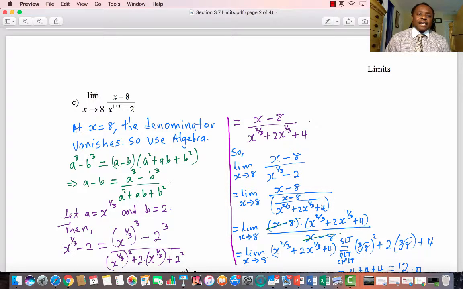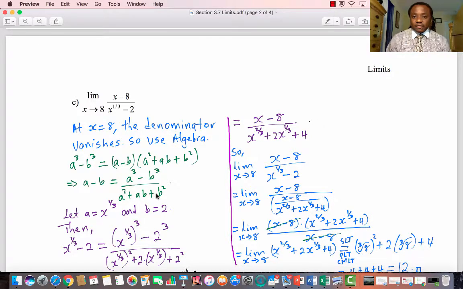Example 3. Find the limit as x approaches 8 of the function x minus 8 divided by x raised to the power 1/3 minus 2. Again, if we substitute 8 for x, we end up with a denominator that vanishes. We use algebra once more, and recall the difference of powers formula. We use a cubed minus b cubed, which is a minus b times a squared plus ab plus b squared. And if we solve for a minus b, that gives us a cubed minus b cubed divided by a squared plus ab plus b squared.